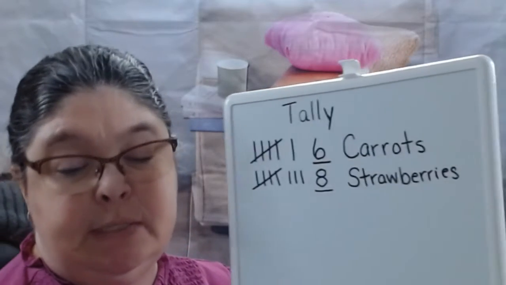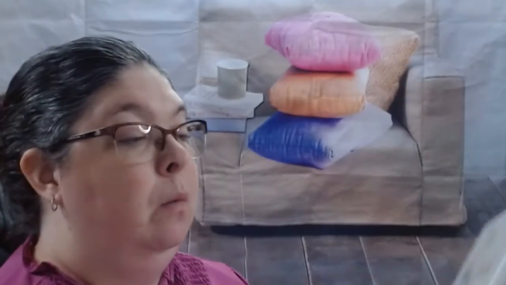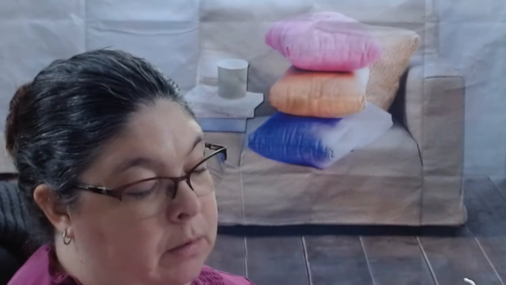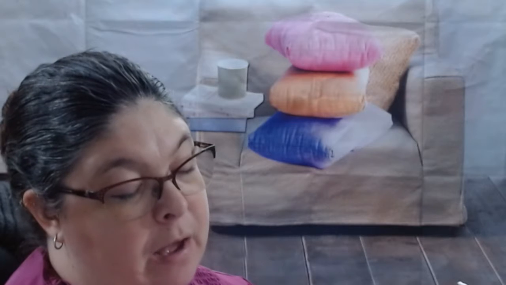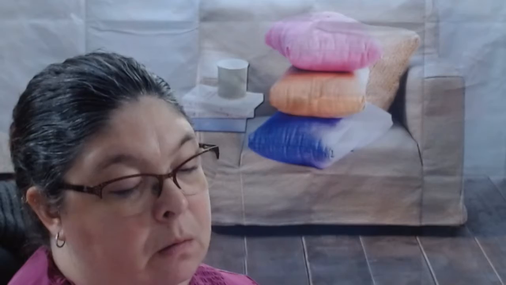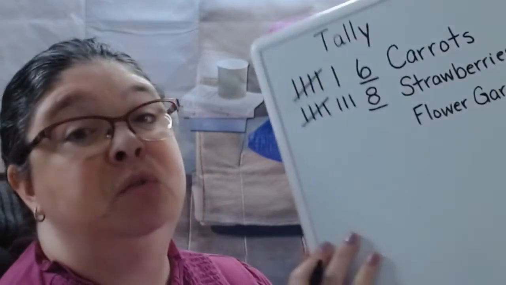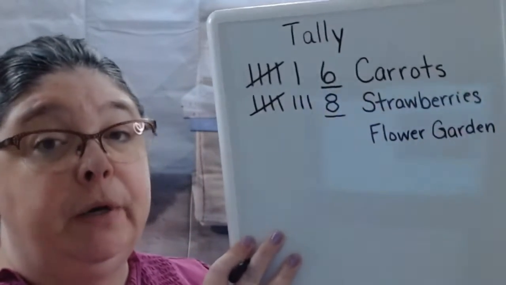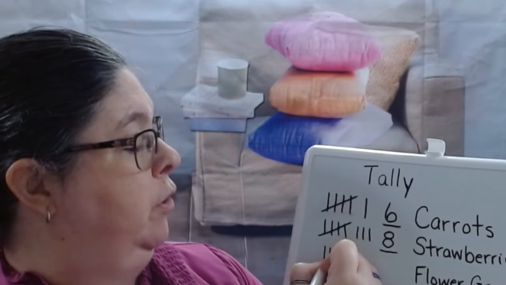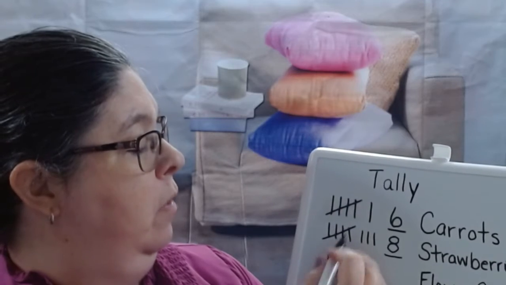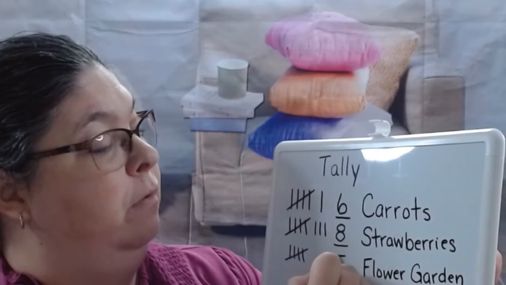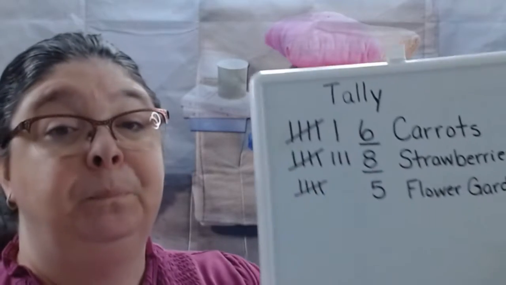All right. So you can see, let's do one more. And we're going to put flowers. So how many people want to grow a flower garden? So I'm going to write flower garden. Okay. Let's say 5 people want to grow a flower garden. So we're going to do our 5 tally marks. 1, 2, 3, 4, and that diagonal makes 5. So we're going to write 5.